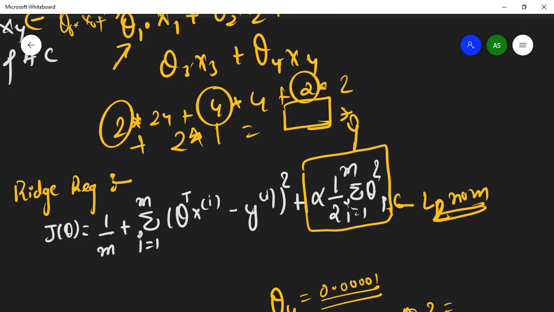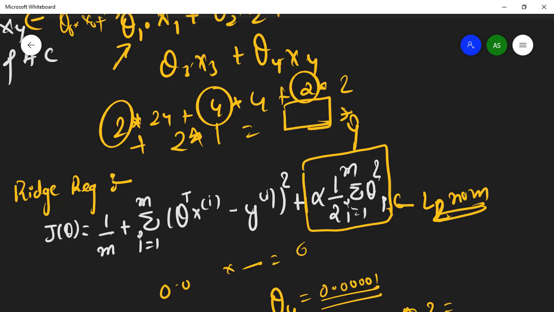So it is not doing anything with your input value. If you multiply 0.00001 with whatever the number of feature, it will be approximately 0.00001. So what it does is simply penalize your theta value by making it closer and closer to 0. So this is the L2 norm.